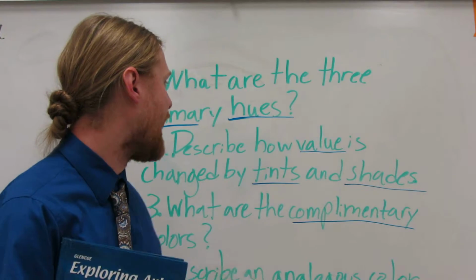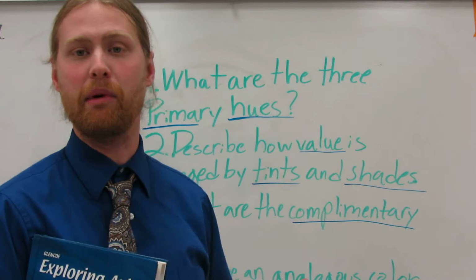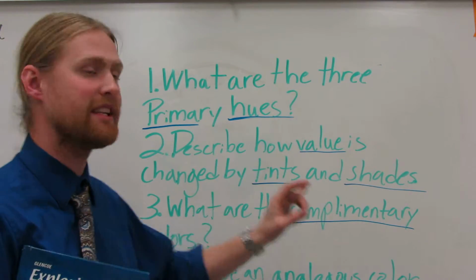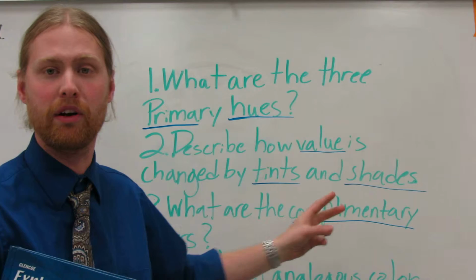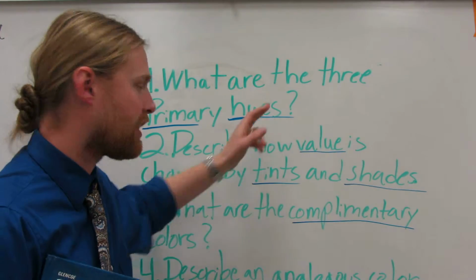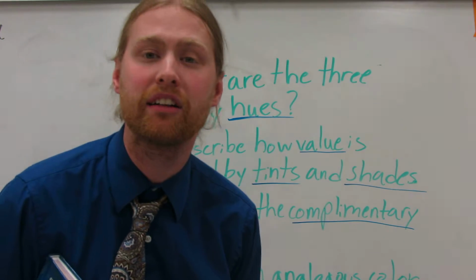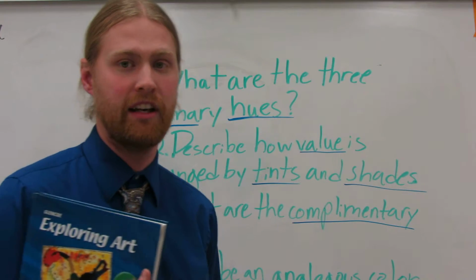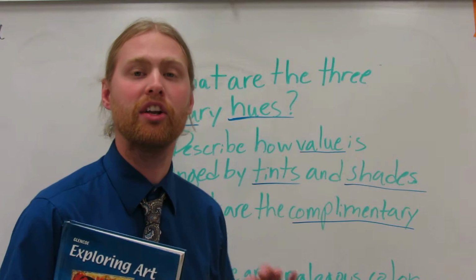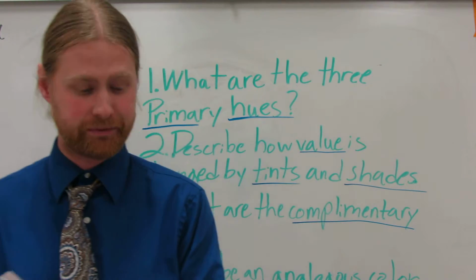Second is, describe how value is changed by tints and shades. Value, we've talked about that before: light and dark. You're going to describe how value is changed by tints and shades, and you're going to learn those two words as I read as well. I've got these underlined because they are key words. Number three is, what are the complementary colors? And number four is, describe an analogous color scheme. All right, now I'm going to go ahead and start reading.